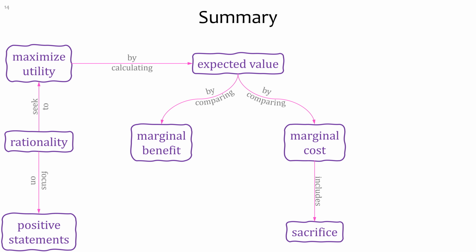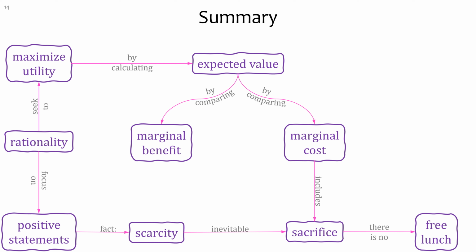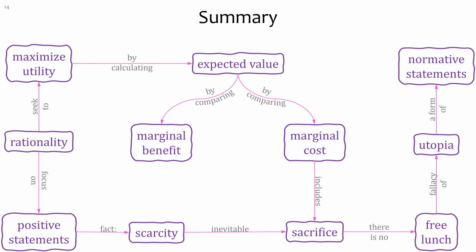So rationality focuses on positive statements, which is factual stuff. Look at the fact of scarcity. And scarcity means that sacrifice is inevitable. All right. And there is no free lunch because there is going to be a sacrifice. So that's the result of that. All right. So that also proves the fallacy of perfectionism or utopia, which is a form of a normative statement.